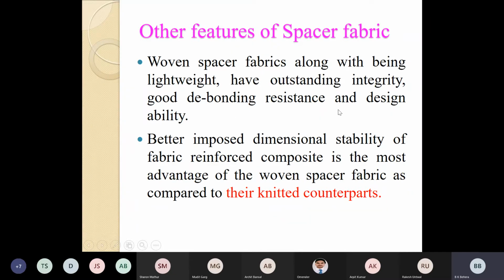So good debonding resistance and designability. Designability is a very broad term. I will come to this later. You will find we can change a lot of things in this fabric, for which this term designability or near net shape is used. We can produce many structures by this weaving, and I will explain to you subsequently one by one.